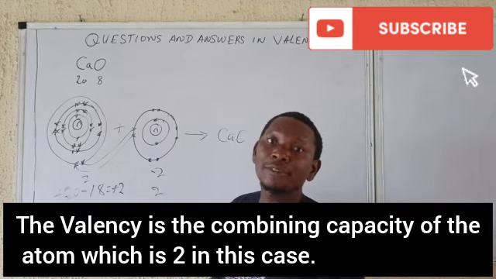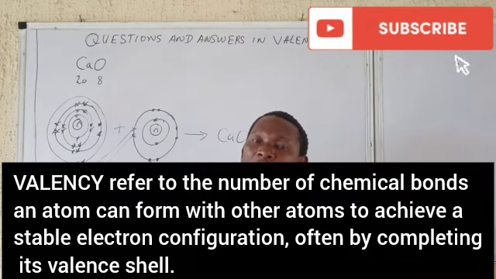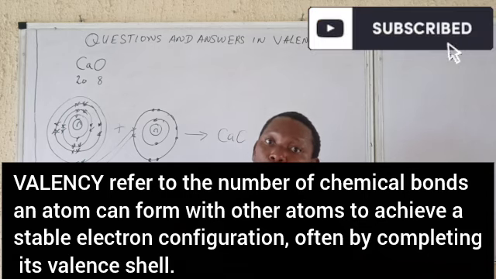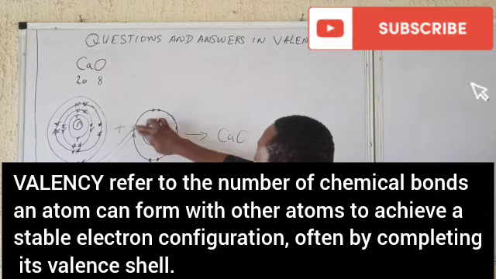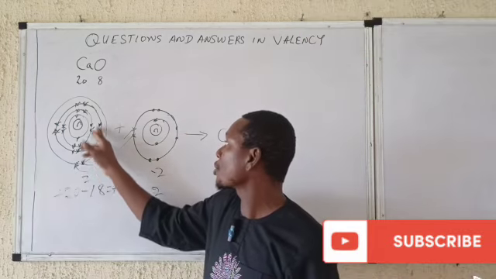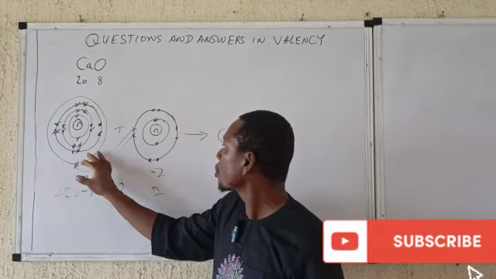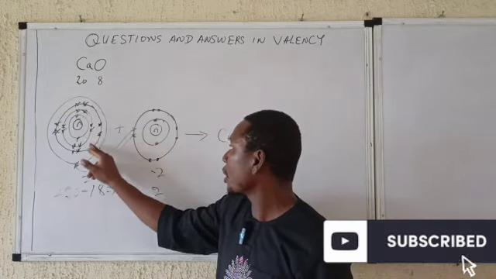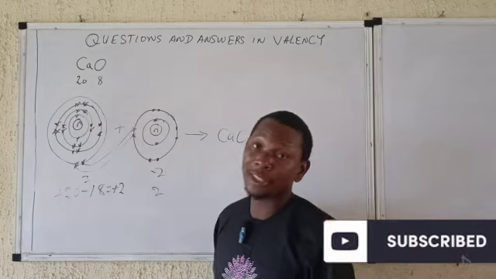What is valency again? Valency of an element refers to the number of chemical bonds the atom can form with another atom to form a stable electronic structure. This stable electronic structure is what we are talking about, that this 8 is satisfied and this place is also satisfied. If it loses 2, this shell is out. So we now have the outer shell here being 8. So this is satisfied.